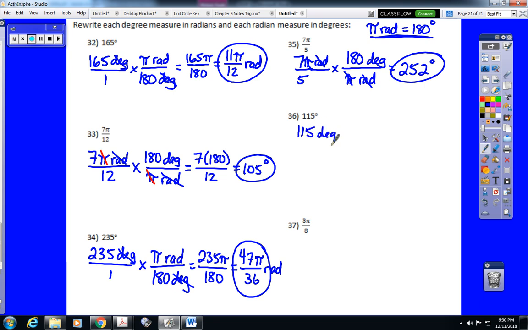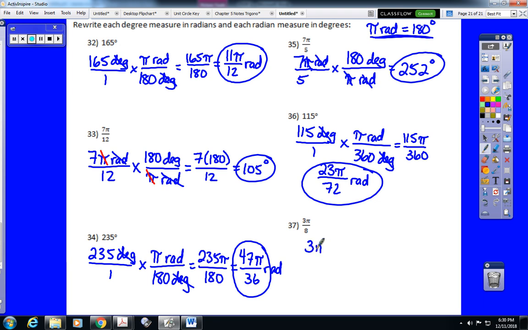115 degrees over 1. We're going to multiply by pi radians over 360 degrees. Degrees will cancel. I wrote degrees twice. I'm not really sure why I did that. I think because I'm getting tired. And we end up with 115 pi over 360. 115 over 360 reduces to 23 over 72. So that would be 23 pi over 72 radians.